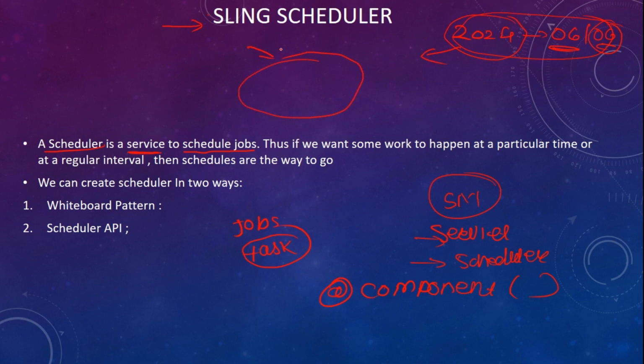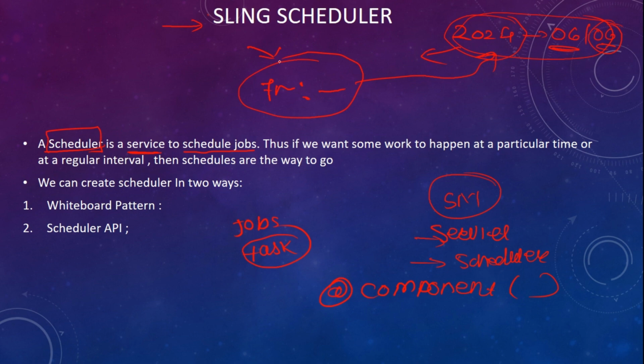Now consider here I have this f name. I just simply want to write this f name, but when? On this date. So how can you do that, how can you schedule it? For scheduling this, you can simply use this scheduler. Got it? Here it is saying that if we want some work to happen at a particular time or at regular intervals of time, then you can simply go with the scheduler.